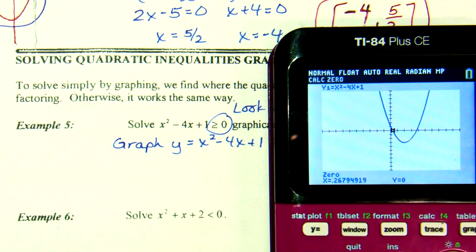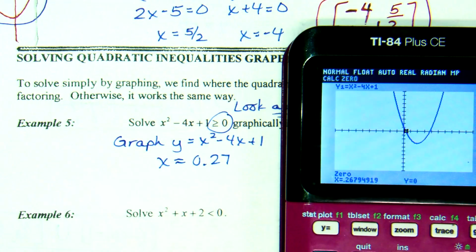0.26794919. Yes. Okay, let's go 2 decimal places on that. So x is approximately 0.27, correct? Oh, mine rounded. Yours rounded 1 decimal spot earlier. Okay, now what? Go on to the other one. Repeat the process, right?